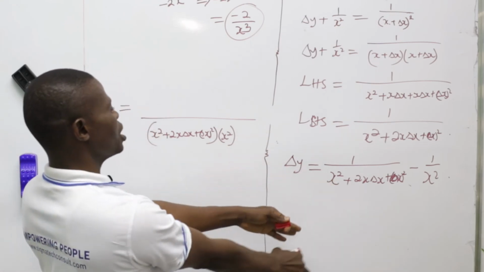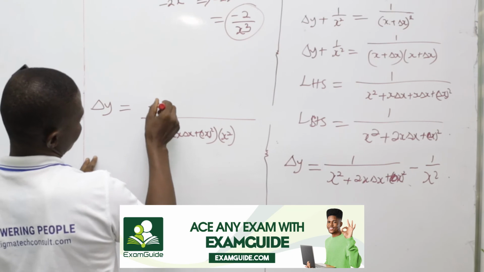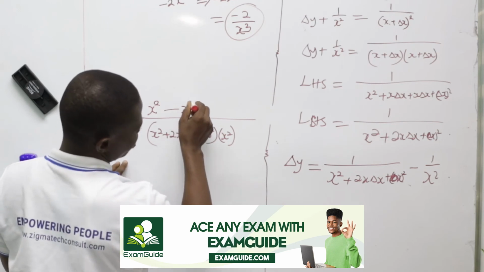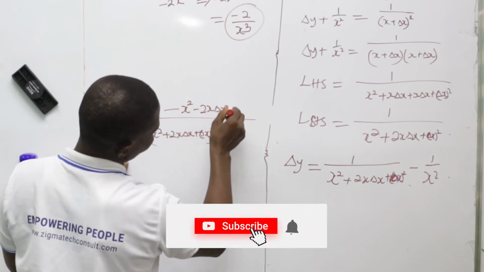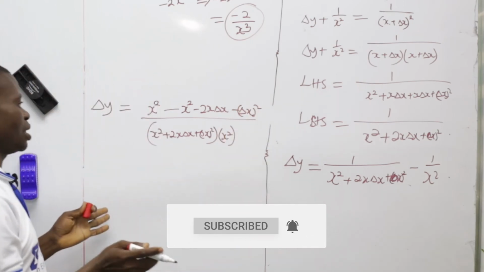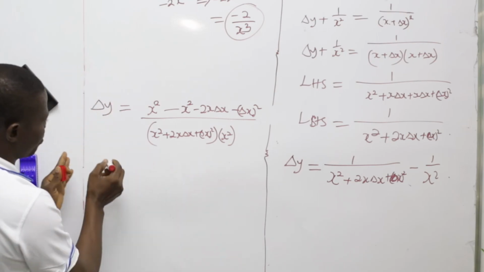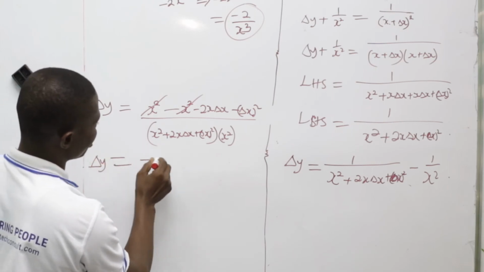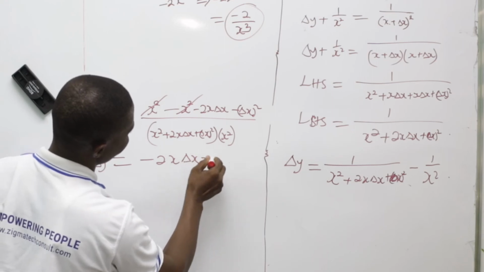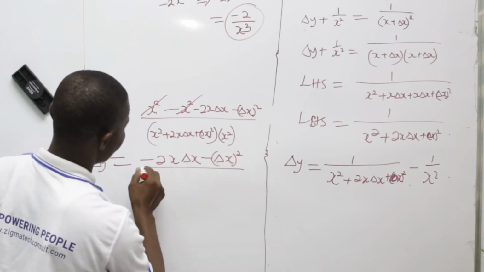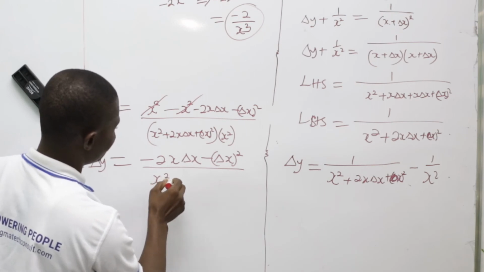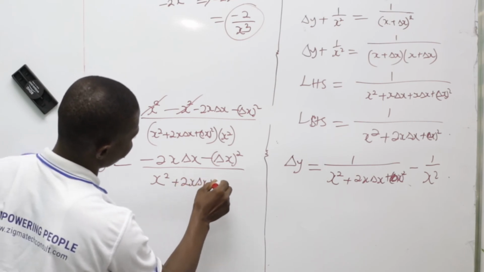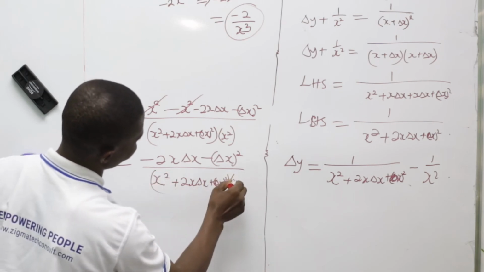Okay, this going, it will leave us with what? s². All right. The minus, this going, it will leave us with who? -s² - 2s change in s - change in s². Okay, that is the fun, the beauty of it. So what do you have now? This will go, this will go. So what do you think will remain? Change in y equals -2s change in s - change in s² divided by who? s² + 2s change in s + change in s², into s².